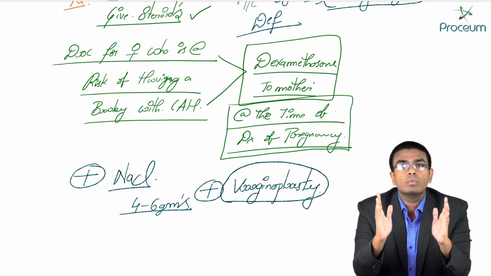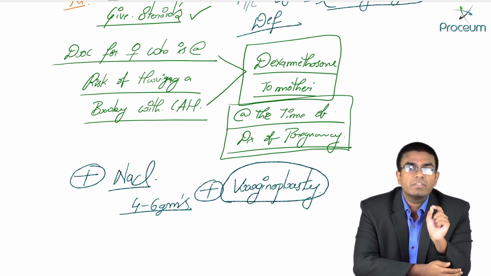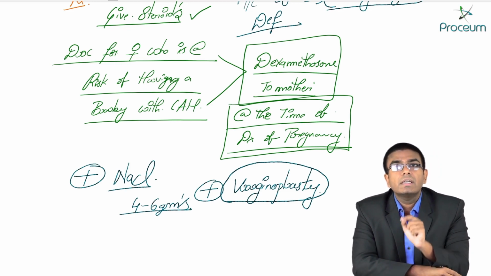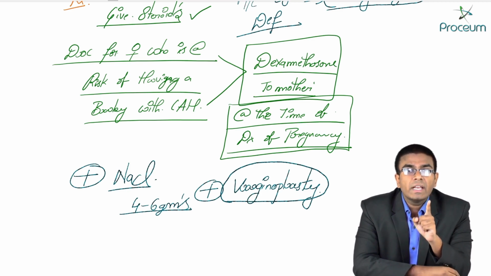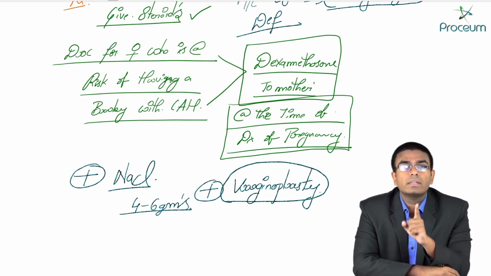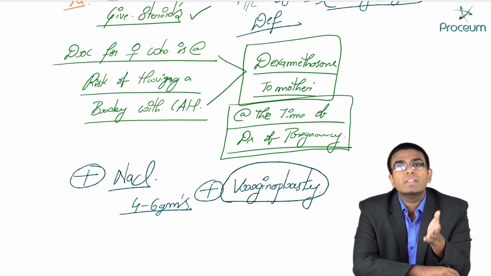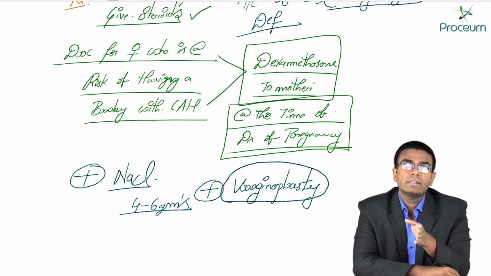So what I want to put in your mind is that in a patient with congenital adrenal hyperplasia, there are increased levels of 17 hydroxyprogesterone in the blood, usually more than 800 nanograms.